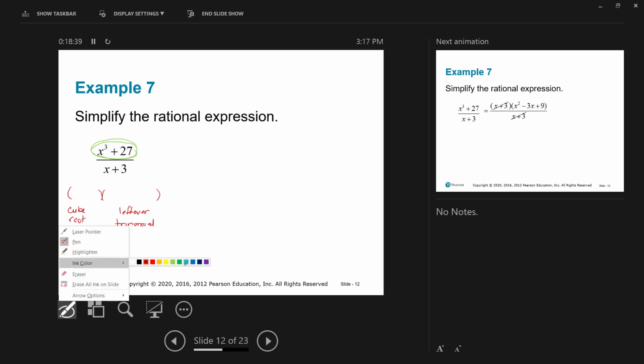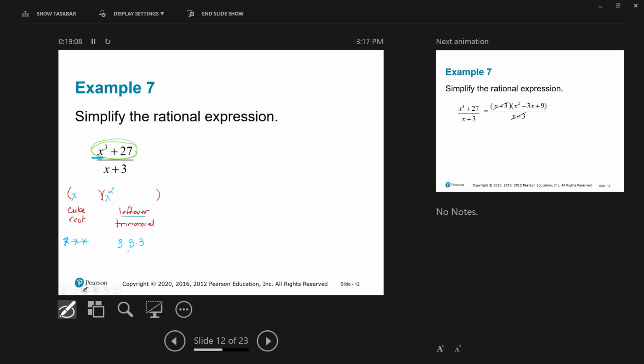Cubed root means you need how many of a kind? Yep, 3. So if I notice, x to the third means I have 3 x's, don't I? 27 means I have 3 3's. Yes? If I take the cubed root of x to the third, that's going to be x, isn't it? Which means I've used one of these x's. How many are left over? That's right, 2 of them. All the x's are done.